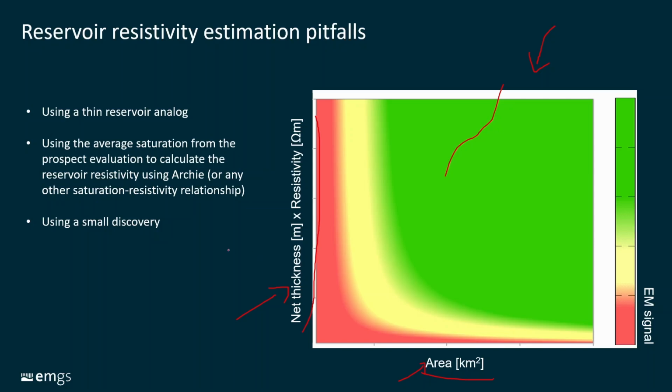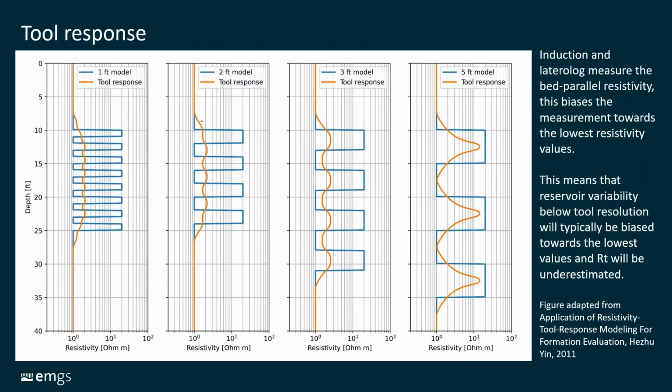And we have seen people resort to some problematic methods to obtain a reservoir resistivity estimate. These are using a thin reservoir analog, using the average saturation and porosity from the prospect evaluation and put that straight into Archie, trying to get a resistivity like that. And the other is using a small discovery. Let's see how these can be problematic. So let's start with using a thin reservoir analog.